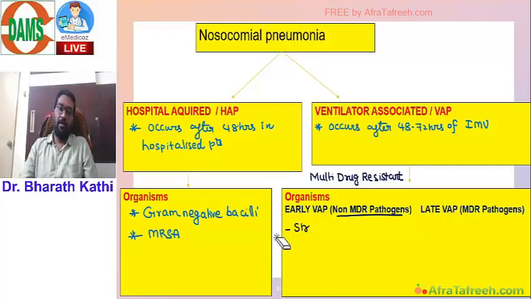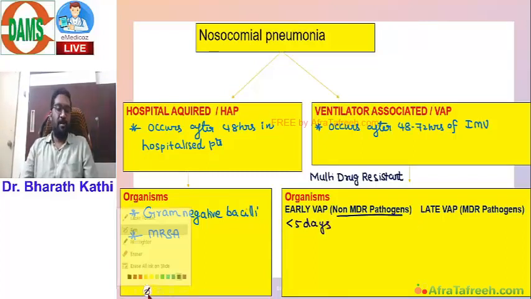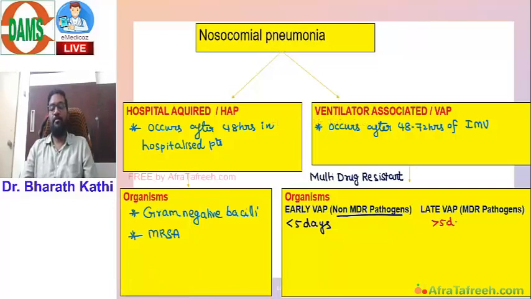So when do you call it early VAP? If it happens within 5 days of invasive mechanical ventilation. If it happens after 5 days, it is late VAP. This is very problematic because these organisms will be very dangerous and they will be multi-drug resistant. So even if you start the routine antibiotics, it will not respond.